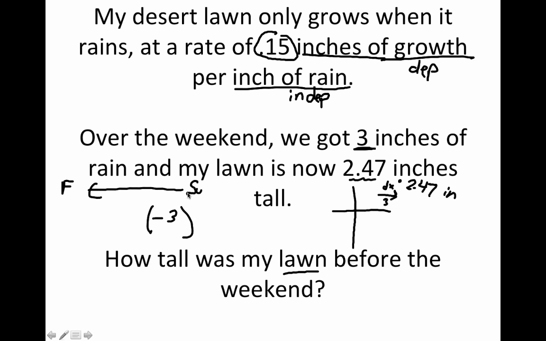And therefore, as I go backwards, as I rewind my video from Sunday to Friday, what will happen to my growth? My growth of my lawn will change by 0.15 times negative 3. Here's dy, here's dx. Notice you didn't have to subtract for dx this time because I only gave you a change. I didn't tell you how many inches of rain total my desert lawn had got, only that we got an extra 3, an increase of 3 over the weekend.